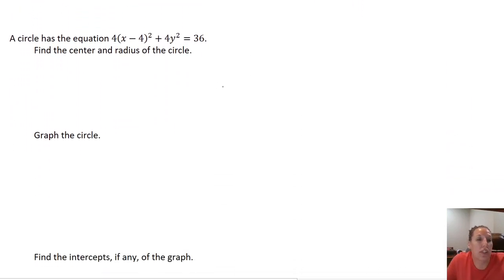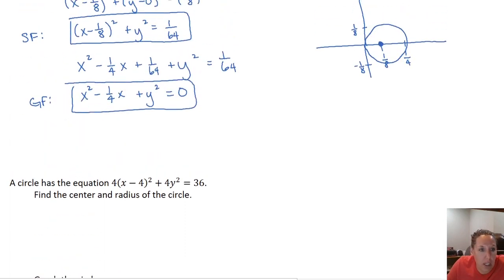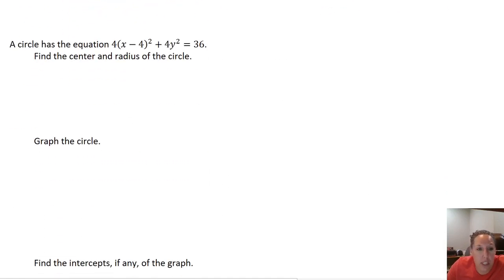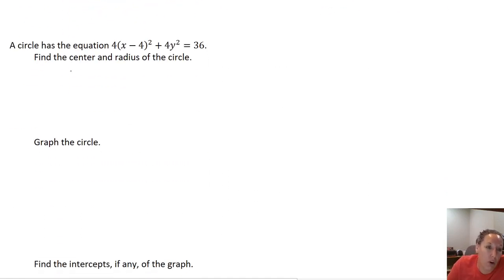Alright, now we have a circle that has the equation of 4 times (x minus 4) quantity squared plus 4 times y squared equals 36. We need to find the center and radius of the circle. In order to do that, let's put this in standard form. We don't need a coefficient out front, because standard form doesn't have any coefficients in front of our parentheses, so we are going to divide everything by 4 to get rid of those 4's that are not part of the squared.